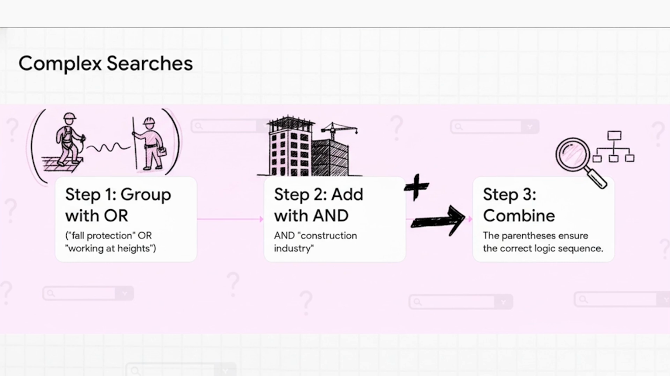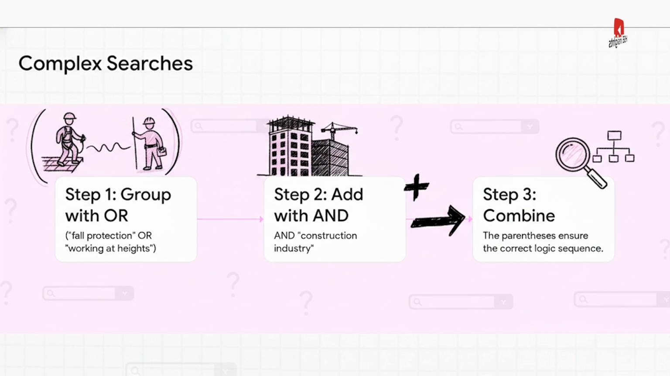The parentheses are key. They're like in math class, right? They tell Google, hey, figure out this or part first, then make sure it's also connected to the and part. The result, you get articles about either fall protection or working at heights, but only if they're also about the construction industry.